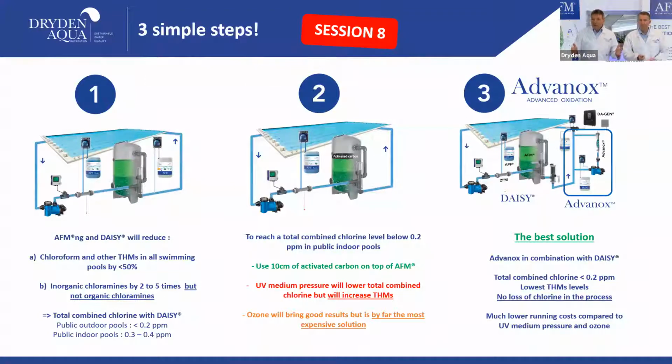You can use UV medium pressure. We are against this. This is why it's in red. The reason is because THMs are going up and we hate THMs. Or you go for a high ozonization system, which is perfect, but quite costly. Step number 3, we have shown you brand new Advanox, advanced oxidation in combination with a DAISY, only treating the water every 2 to 3 days. For us, we are not sure yet, but what we have seen, that will be the top solution and the most economic solution. That's the review of session number 8.